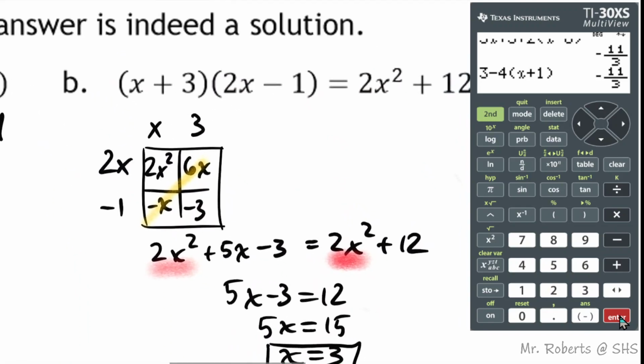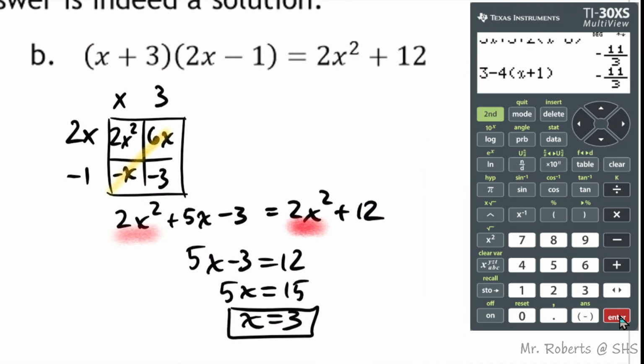And it said, hey, check it, right? And you can see this is not long. This isn't hard. Typing 3, store that in x, got it. I'm going to go open parenthesis, x plus 3, close parenthesis, open 2x minus 1, close it, enter. I got 30. On the other side, I have 2x raised to the second power. And then to that, I'm going to add the number 12. And you can see, look what I get, 30.